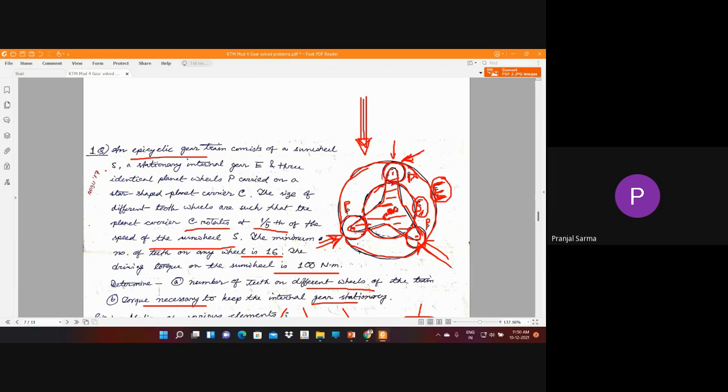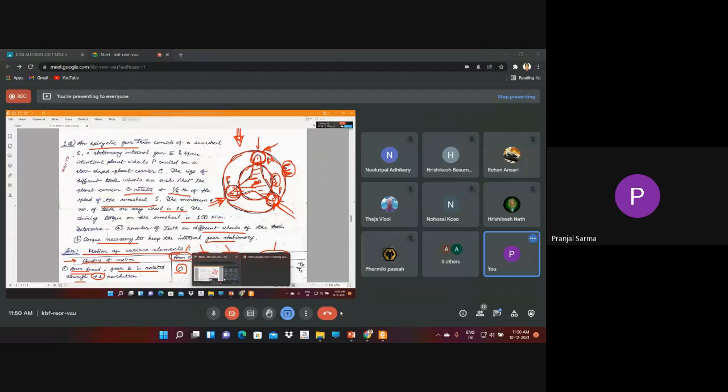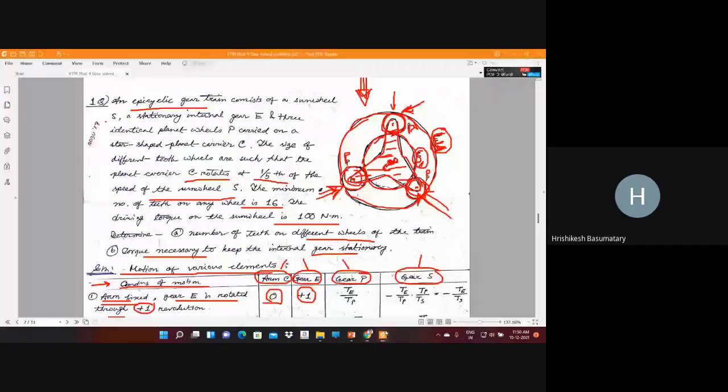If you look properly, these planet gears are in mesh with this internal gear E. Yes or no? Yes, sir. Okay.